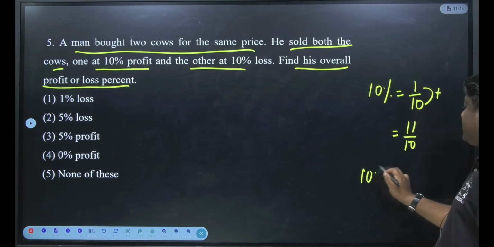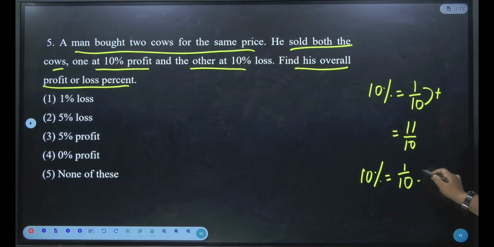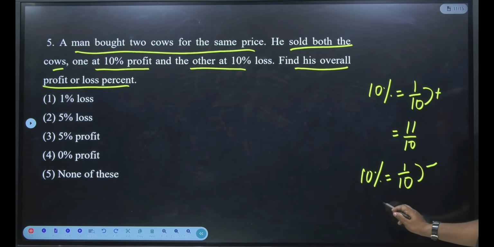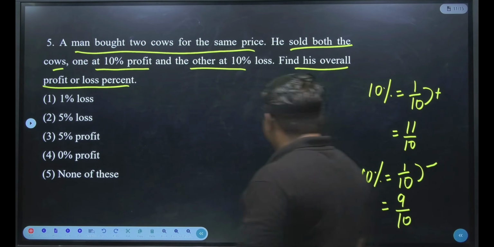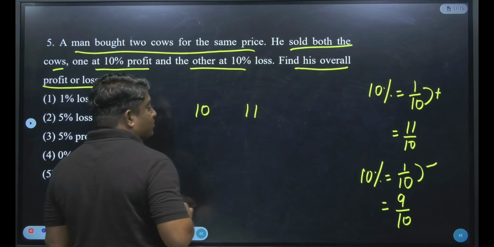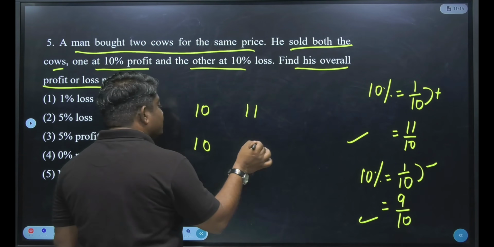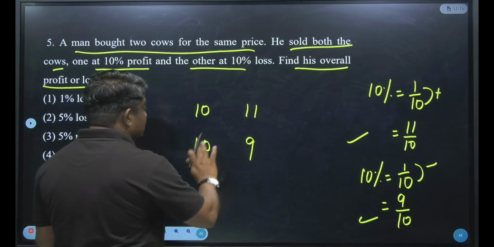Another we have 10% loss. That is nothing but 1 by 10. I will write this as minus, because he has said it as a loss. This will be 9 by 10. 10 minus 1 is 9. Now, I bought it for 10 rupees and I am selling it for 11 rupees in the first condition. Next condition, I bought it for 10 rupees and I am selling it for 9 rupees. So this is profit, this is loss.